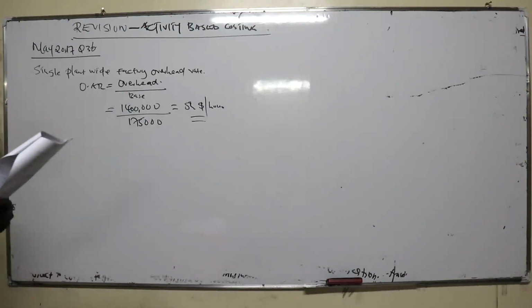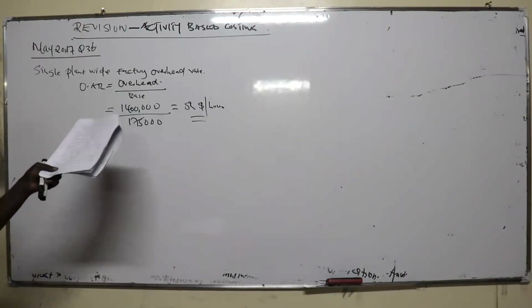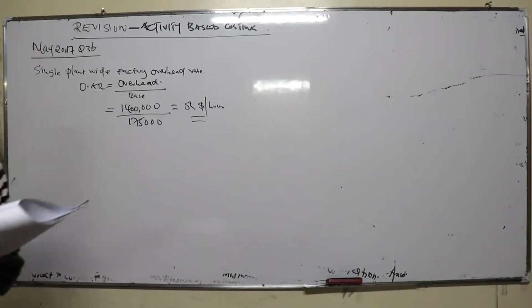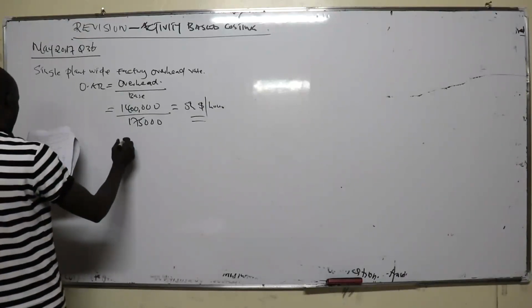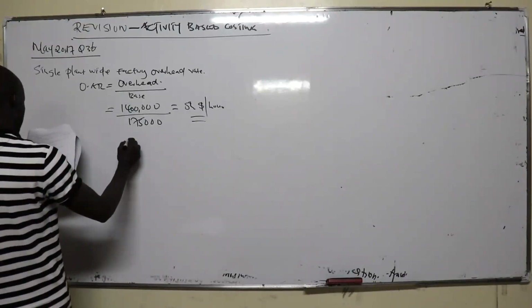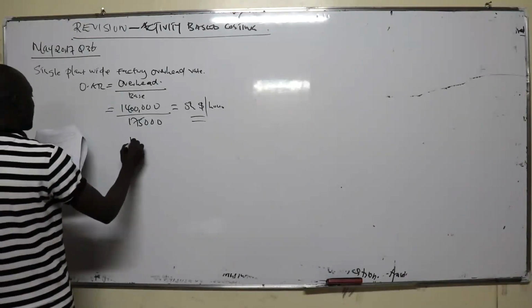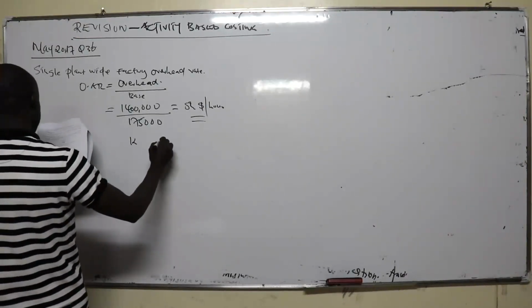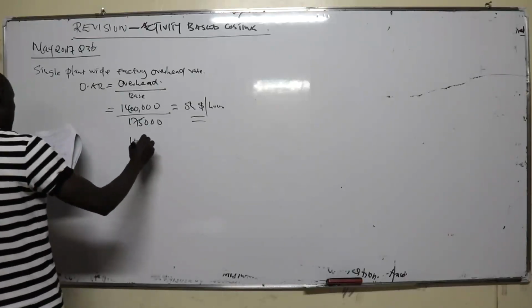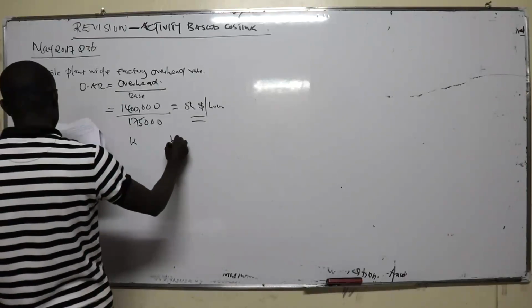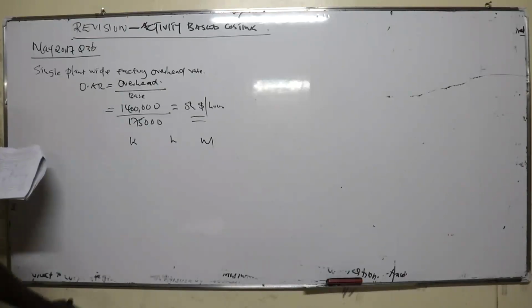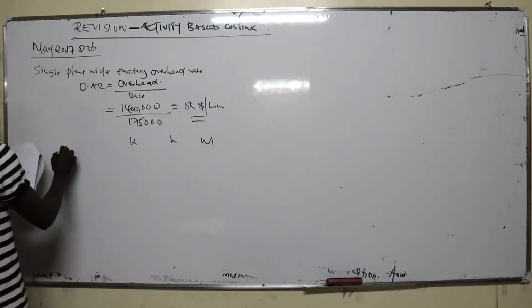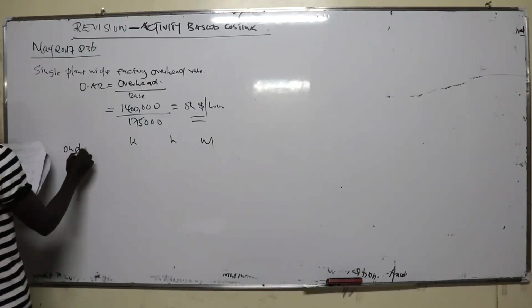So we determine the factory overhead cost per unit. The overhead absorption rate will be 8 shillings per hour. And here we have product K, product L, and product M. So the overhead cost, and the overhead cost per unit.